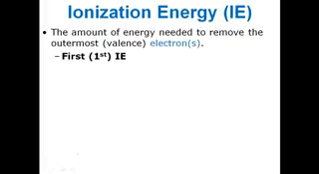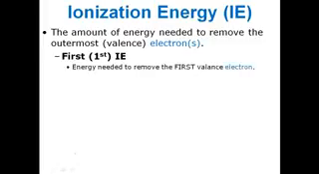So what I'm saying is, where in the periodic table is it easiest to remove an electron? Where is an atom going to require the least amount of energy to pluck away its outermost valence electron? Now, there's more than one electron in your electron cloud, and the first ionization energy refers to the energy needed to remove the very first, or the outermost, valence electron.